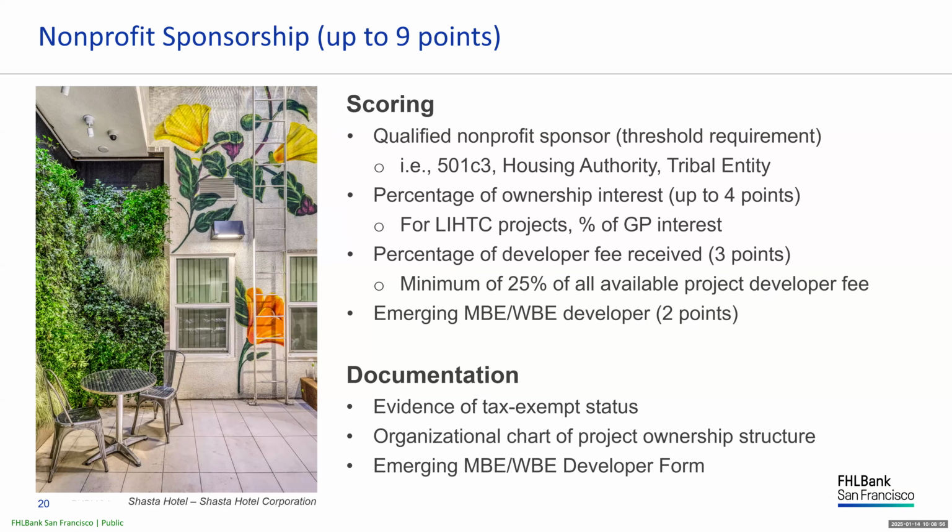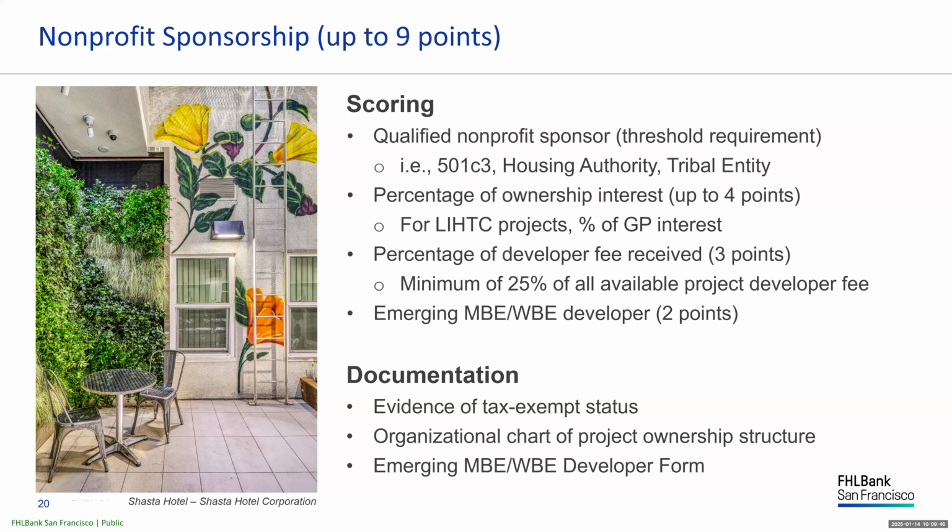If there are two general partners comprised of the nonprofit sponsor and a for-profit general partner, and they both have 50% voting and ownership interest, then only 2 points are awarded based on a nonprofit entity only having greater than 30% ownership interest. Note that 4 points are awarded only if the ownership interest is greater than 50%, not equal to.